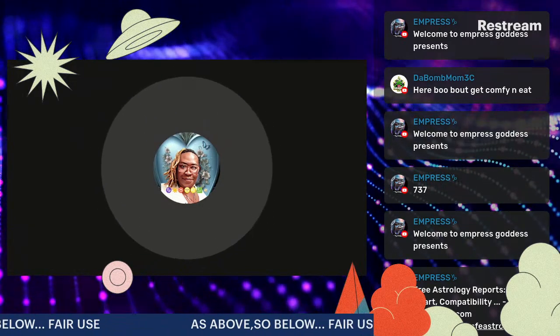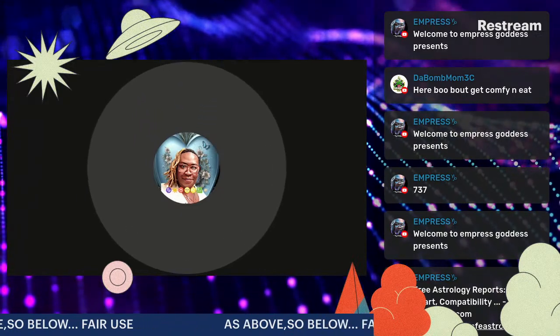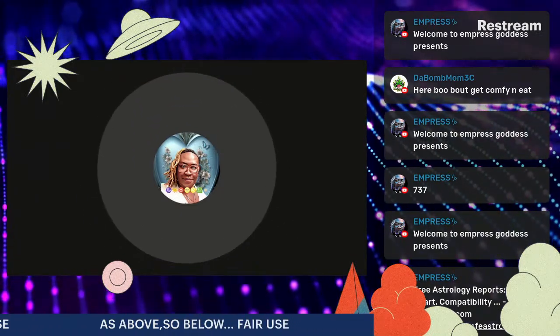You are in this decan if your sun is from 0 degrees to 9 degrees Cancer, and approximate dates for this decan are June 22nd to July 1st.